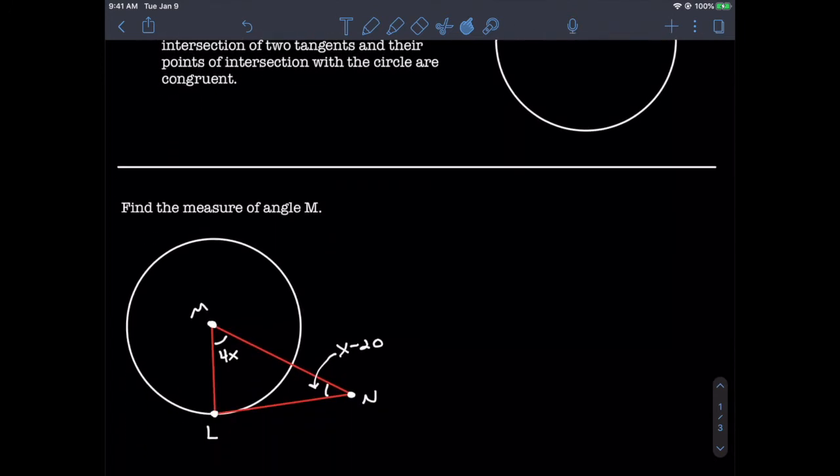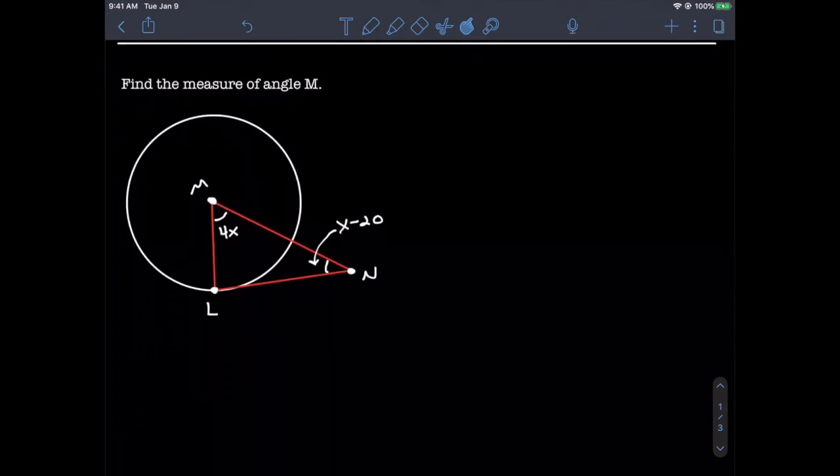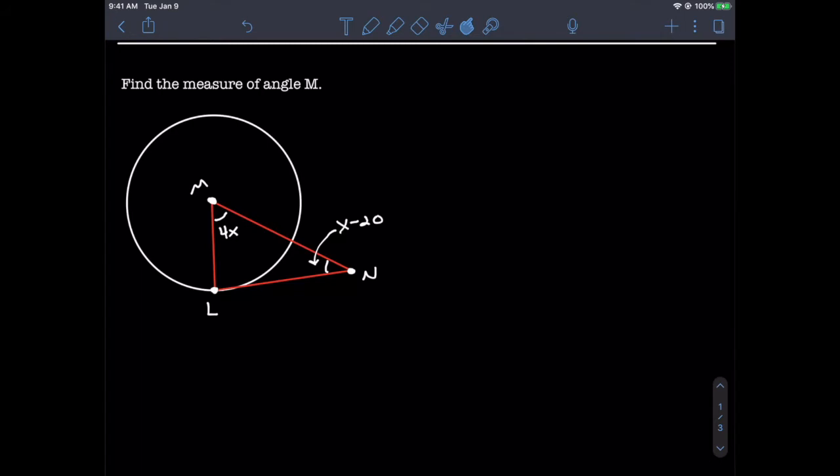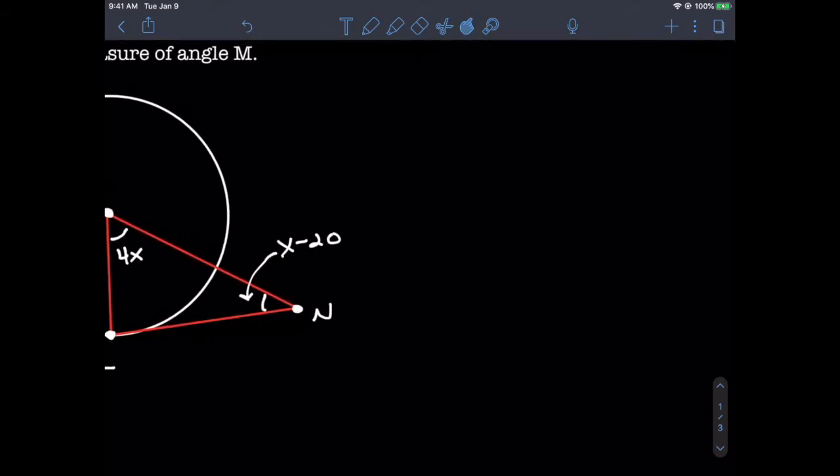Alright, so our first problem here has to do with finding the measure of an angle. Now, it may not seem like it, but we already know some very useful information. First of all, we're looking at a triangle here, and the sum of the interior angles of any triangle is equal to 180 degrees. We also know that side LN is tangent to the circle, so that means this angle L here is equal to 90 degrees. So how are we going to find the measure of angle M?